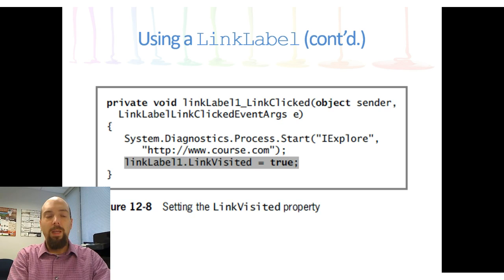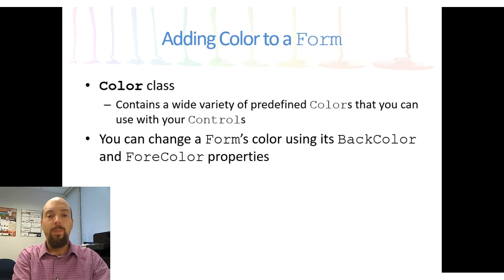All right, so we can also specify after somebody clicks on it, we're going to change a flag to state that they went to the site. All right, so what you'll notice here is that we have a property for the link label 1 object, and the property is link visited, and we can set that to true. And now what happens is when we set that to true, it will automatically change the color, so that way somebody can tell, okay, it's purple, I must have already gone to this.